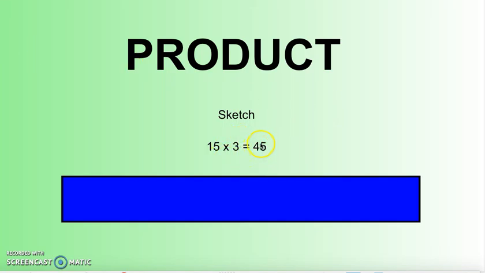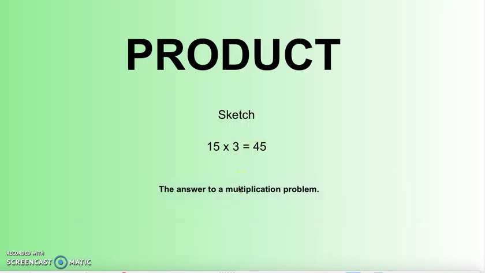Next one is product. Here's a product, 45. So what's the definition for that? Yes, it's the answer to a multiplication problem. You guys are great at this.